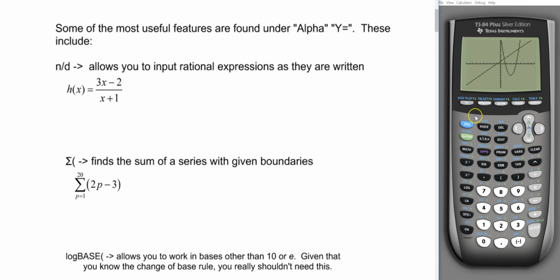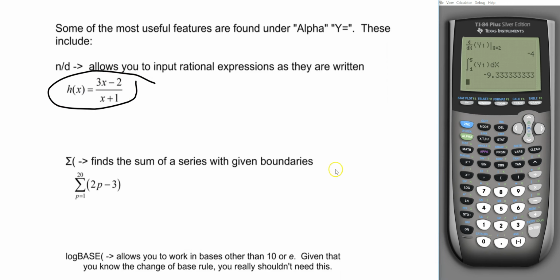Now that's not the only good thing with alpha. You can actually do lots of good things with alpha. So first, what I like to use all the time is one that lets you put stuff written as a fraction. So like right here, 3x minus 2. A lot of people make a mistake. They'll just write this on their calculator.